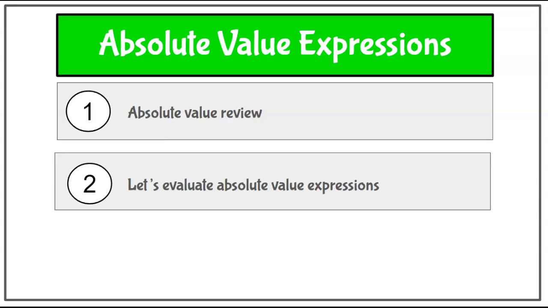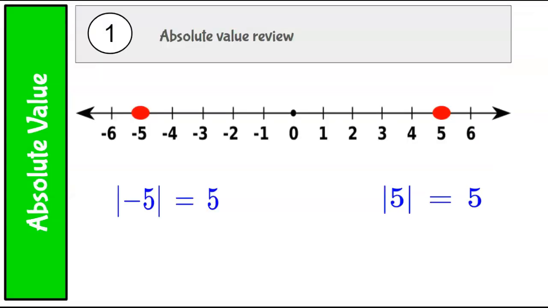In this lesson, we're going to talk about how to evaluate absolute value expressions. Let's review what absolute value is. These are the symbols for absolute value. And what it means is the distance of that number from zero. And distance is always positive.